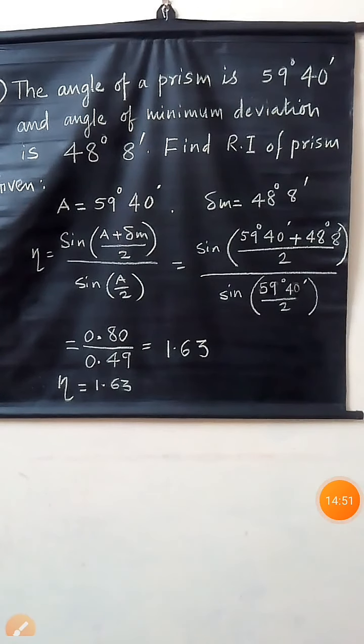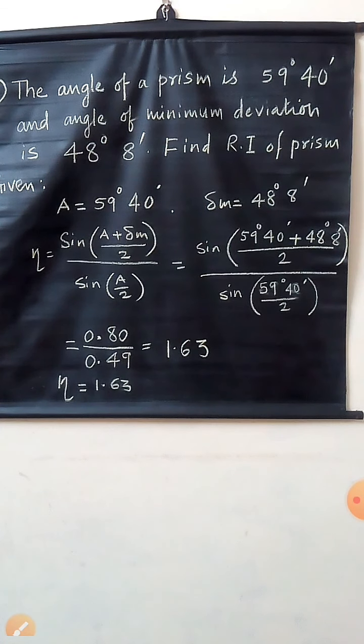The next problem. The angle of a prism is 59 degree 40 minute and the angle of minimum deviation is 48 degree 8 minute. Find the refractive index of the prism. Now this problem is similar to the one we just saw, except the angles are given in degree and minute. Now we will see how we are going to calculate this.